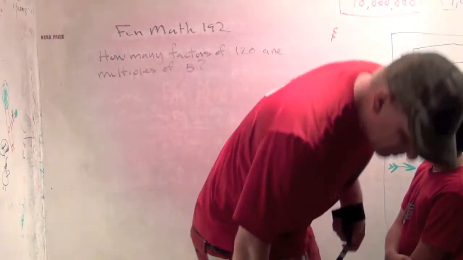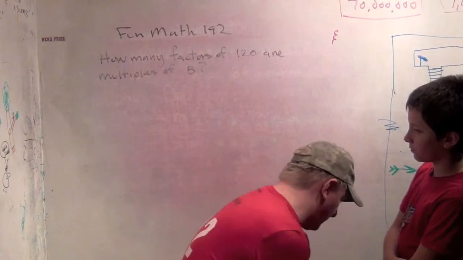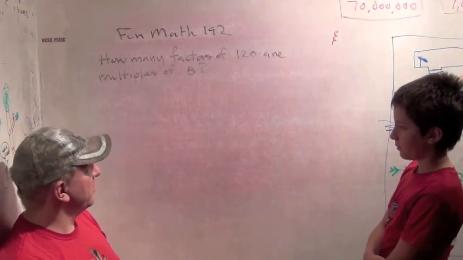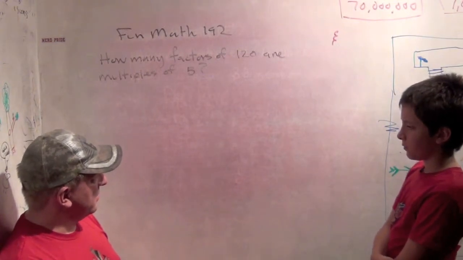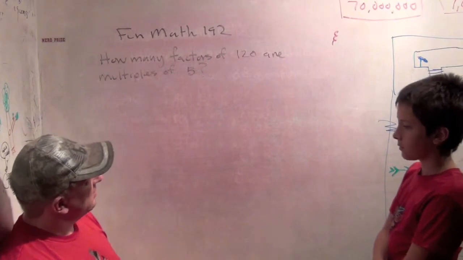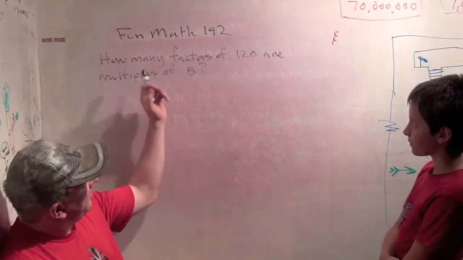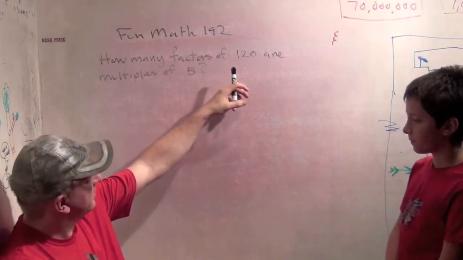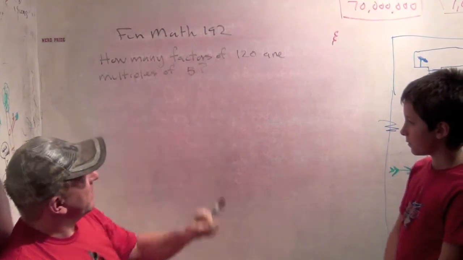Fun Math number 192. So yesterday we were working through the old AMC 8, and actually problem number 1 caused me to realize you need to review factors just a little bit. So let's do a quick factor review. How many positive factors of 120 are multiples of 5?